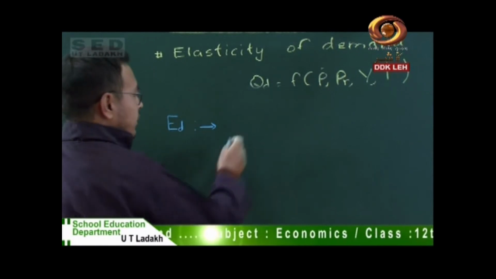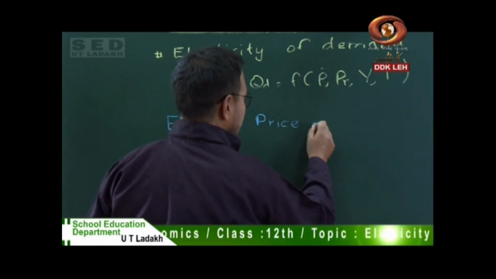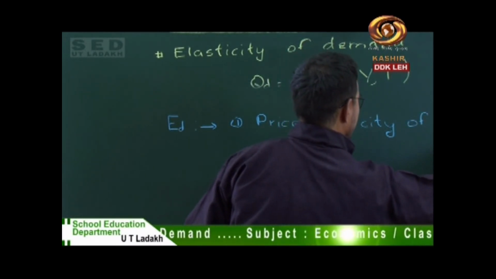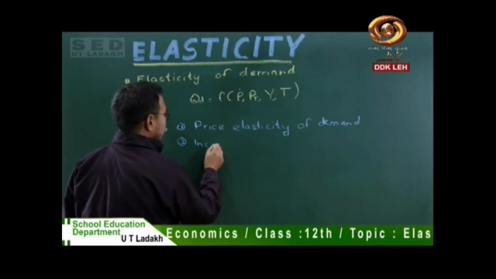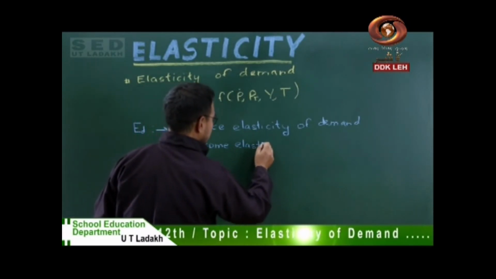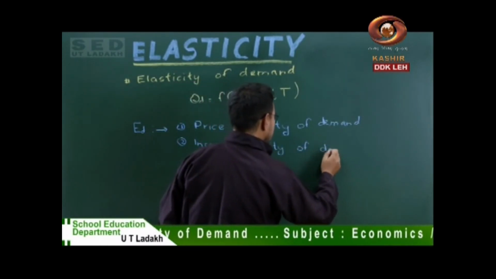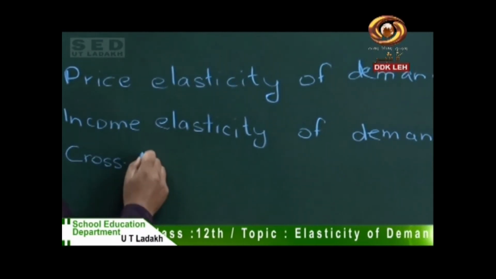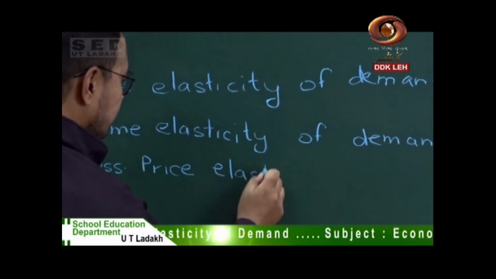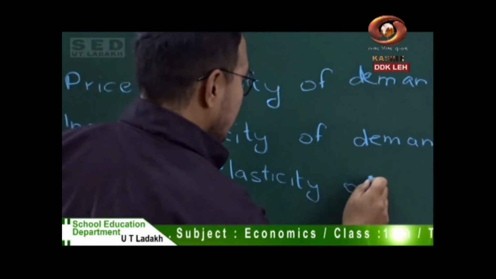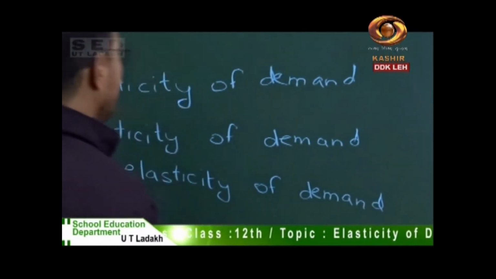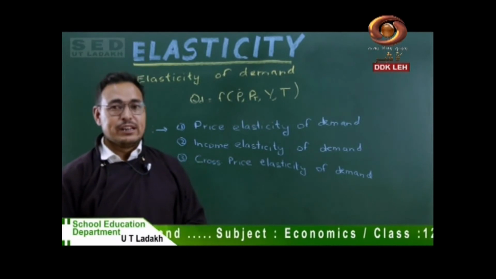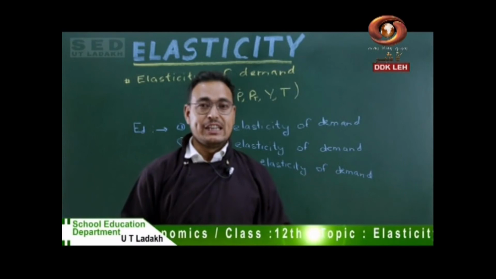Elasticity will be further divided into first, price elasticity of demand, and then you also have income elasticity of demand, and then you have cross price elasticity of demand. From a numerical point of view, most of your portion will be limited to price elasticity of demand. Now what is this price elasticity of demand? It simply represents how much will be the change in demand due to change in its price.